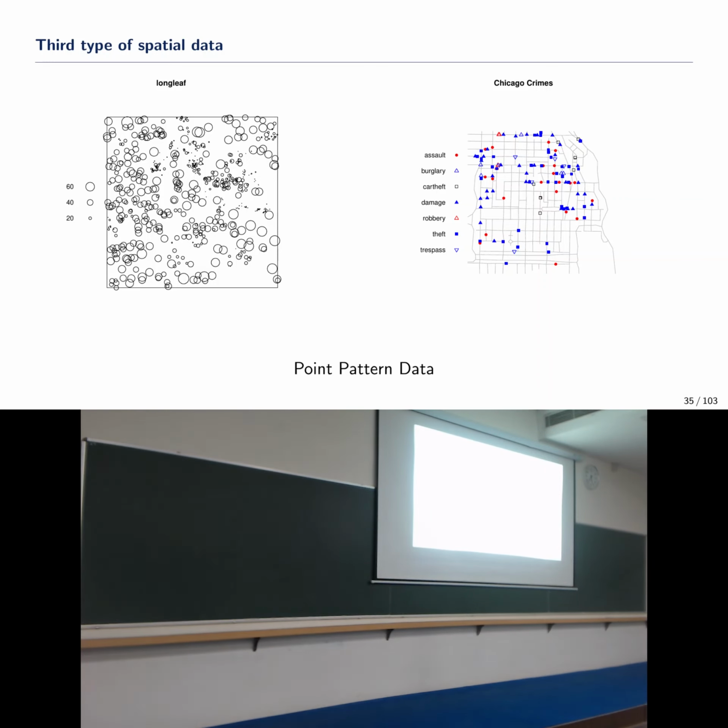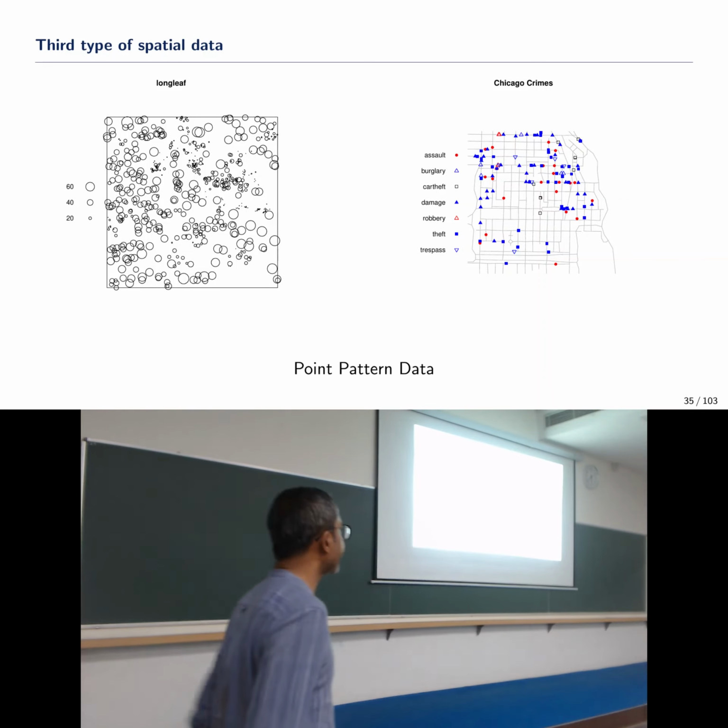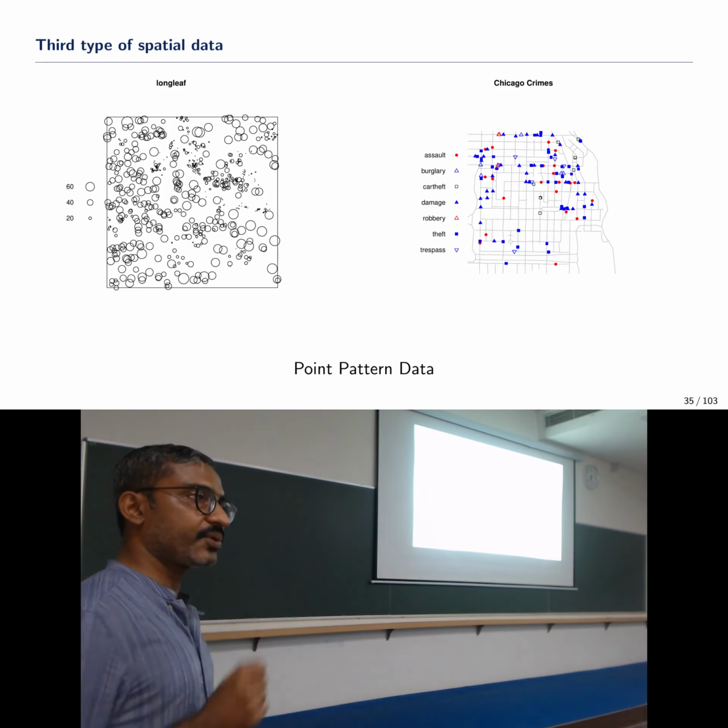So this interrelation, this interdependence, has to be taken care of. Some way or the other we have to take care of it. That is one point. Another point, which is mostly related to geostatistical data, is that given the data set, we would like to predict the observation at a new location. For any statistician, prediction is one of the things that we would like to do. So these two things have to be taken care of.